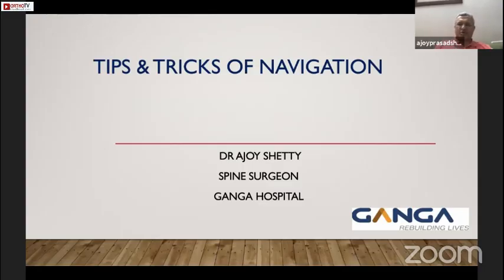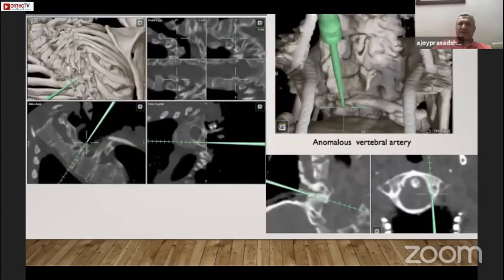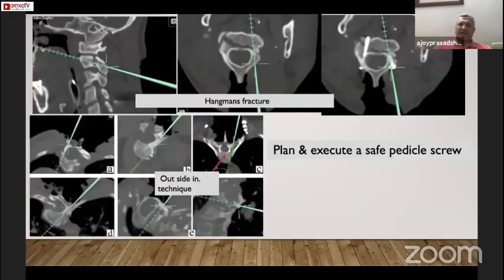Basically, mine is a very small talk of probably 5 minutes on the tips and tricks of using navigation. You heard so far that navigation can be used to direct a pedicle screw and to plan and execute a safe pedicle screw insertion, wherever it may be. In case of complex deformity, it helps us to plan an outside-in technique of screw placement. You can use pre-registered screws also, but in our center, very rarely do we use the navigation to formulate our trajectory, but then we use our screws mainly freehand.